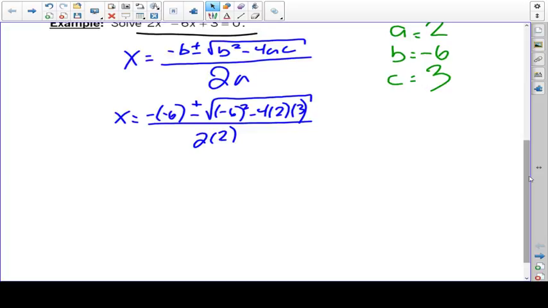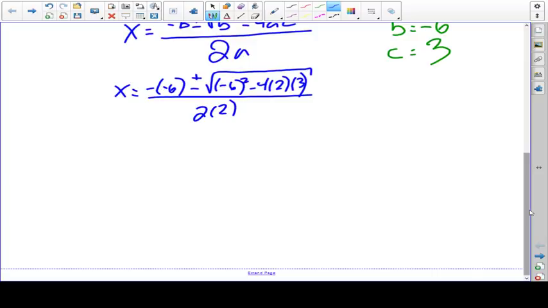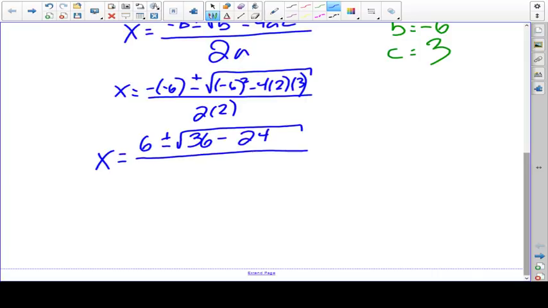So x equals, this is going to become positive 6 plus or minus the square root of, anything squared is positive, so 6 squared is 36, minus 4 times 2 times 3, which is 24, all over 2 times 2, which is positive 4. So this looks a lot less tough now because we've done a little bit of the heavy lifting and simplified it quite a bit.